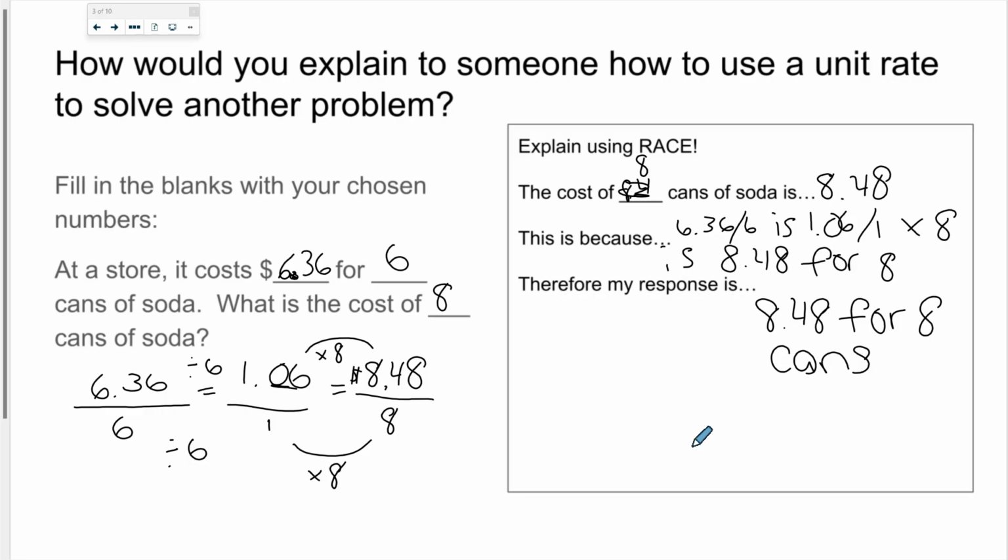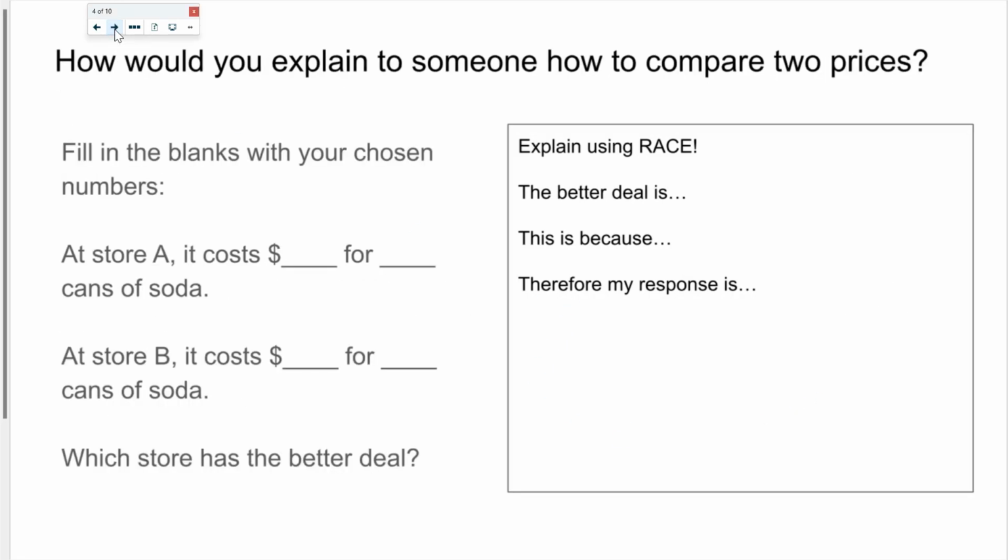All right, let's keep going. How would you explain to someone how to compare two prices? All right, so let's make up a price for store A. Let's do 4 cans. At store A, and again, I'm going to pick multiples of 4. It costs $8.24 for 4 cans. And again, I know that 8 and 24 are multiples of 4, so when I divide, it's going to be nice and easy.